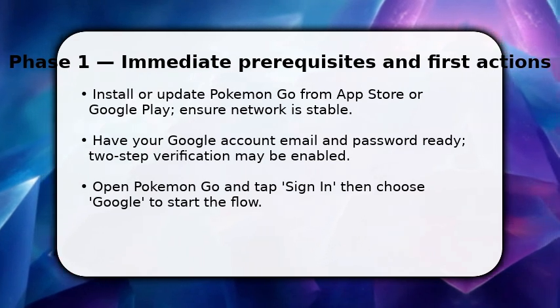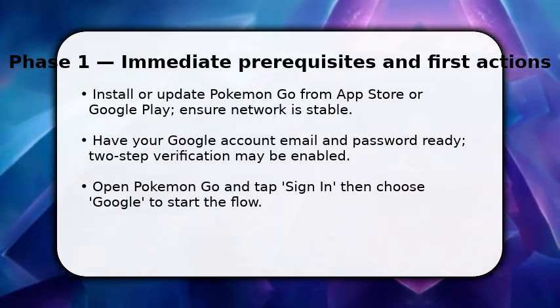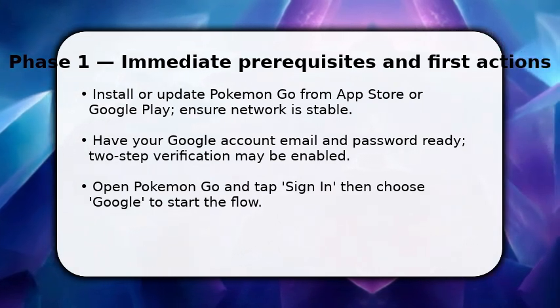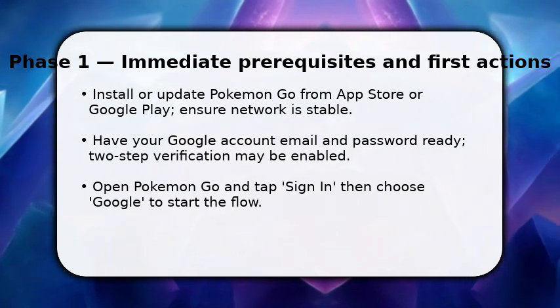You do this now because the game will call the Google account selector immediately, and having credentials ready speeds things up. If you use two-step verification, keep your second factor nearby. You will need it when Google prompts for confirmation.